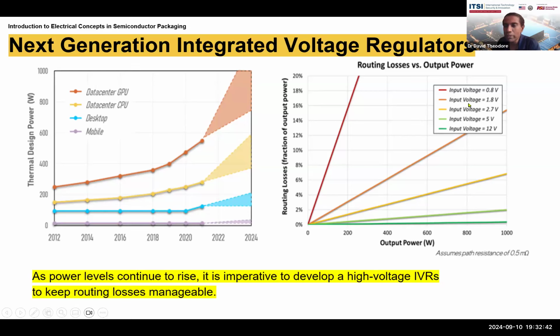If you increase the input voltage from 0.8 to 1.8 volts, you can see that the rate of increase is lower, and likewise for 2.7, 5 volts, and 12 volts. So if the input voltage is 12 volts, you can see on the green line here that the losses are less than 1%, up to 1,000 watts of power. So this is the driving force for us to increase the voltage of the power coming into the chip.